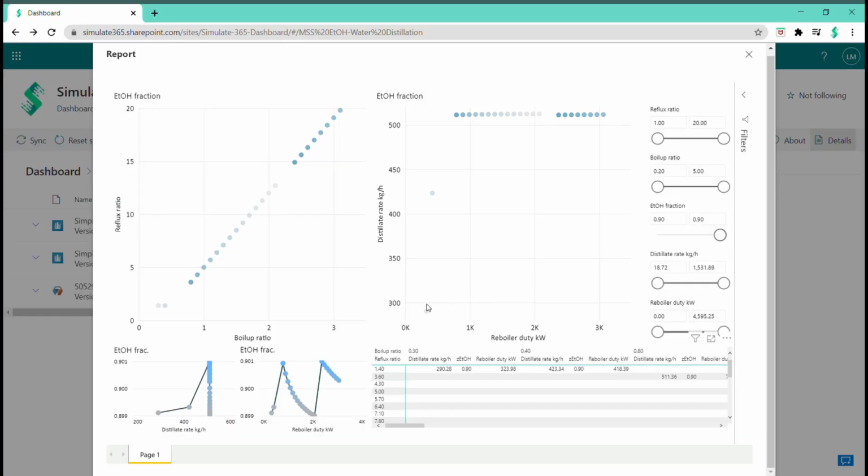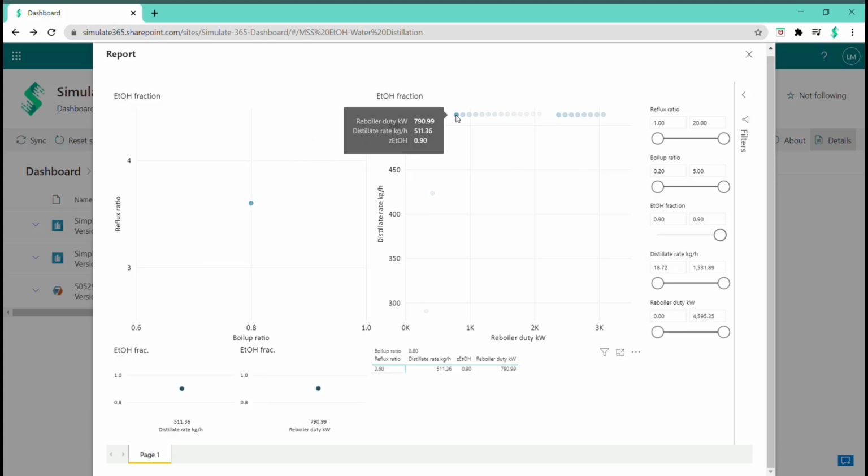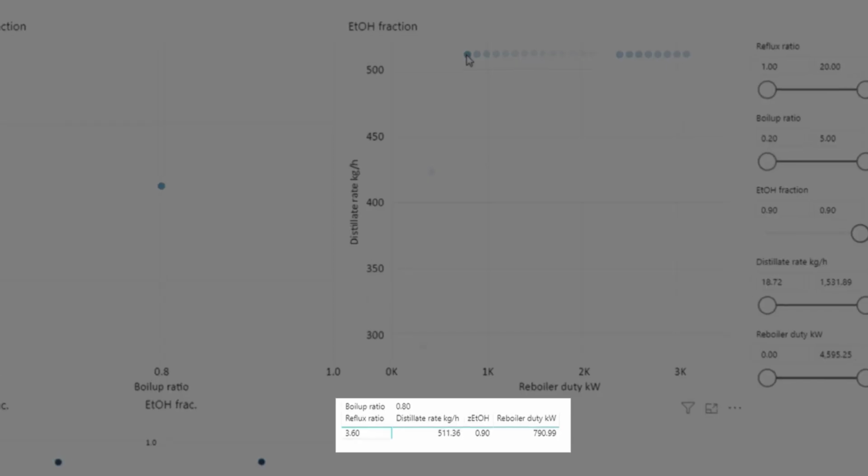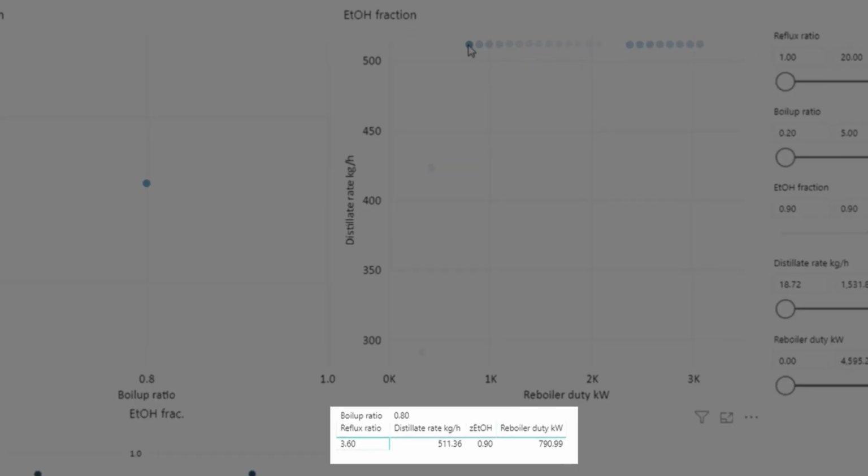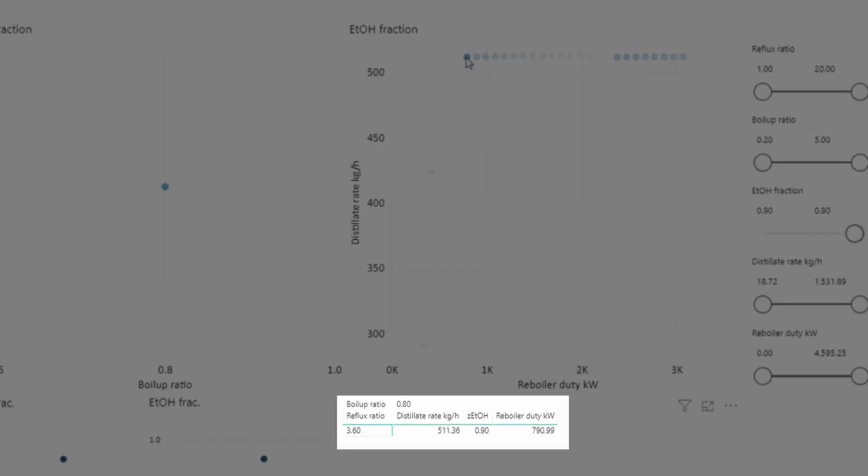The graph shows a Pareto front. We can clearly see where the mass balance limitations influence the process. From this point on, an increase of energy doesn't result in higher distillate rates. This is our Pareto optimal point, where we produce the most distillate at 90% ethanol concentration with the least energy demand. By one click, the optimal settings are directly visible. With a boil-up ratio of 0.8 and a reflux ratio of 3.6, we find our optimal solution.